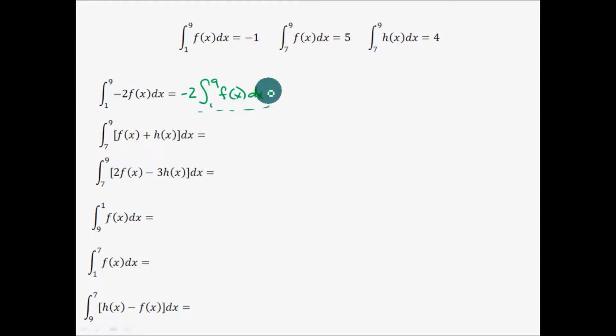All right, and this part in the box is identical to one of our givens, so we can just replace it. So we have a negative 2 out front times negative 1, giving us a final answer of 2. Okay, so remember, anytime we multiply by a constant, we can just pull that out front.